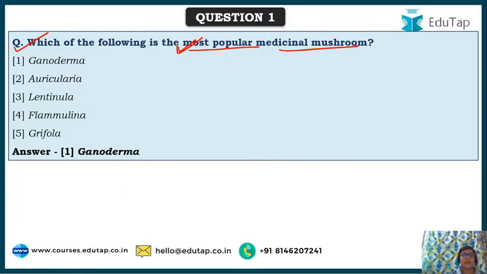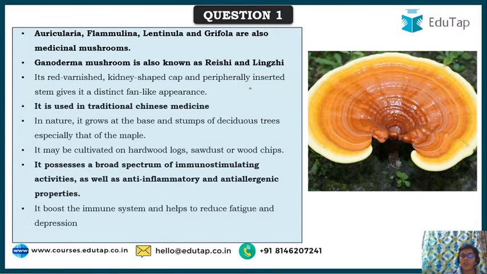Here the correct answer is Ganoderma. This is one of the medicinal species of mushroom that is grown especially in China, and it is cultivated on hardwood logs, sawdust or wood chips. Very delicately they need to be grown. Along with these, Auricularia, Flammulina, Lentinula and Grifola are also other medicinal mushrooms that can be grown. This Ganoderma mushroom is also known as reishi or lingzhi.